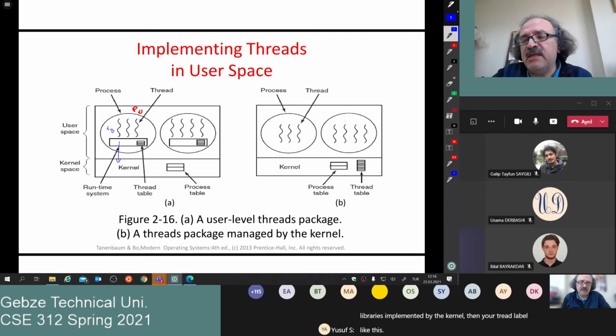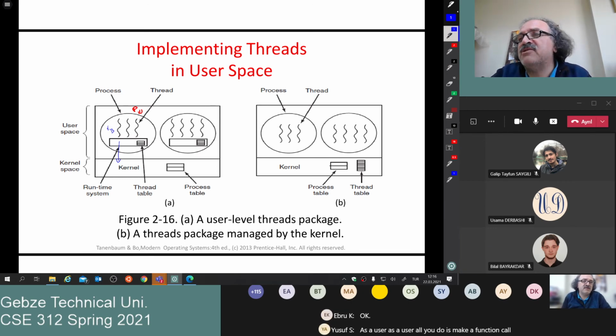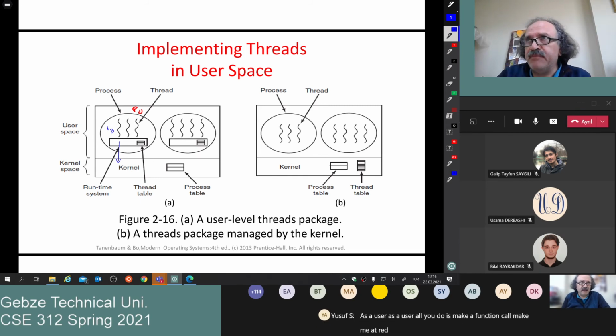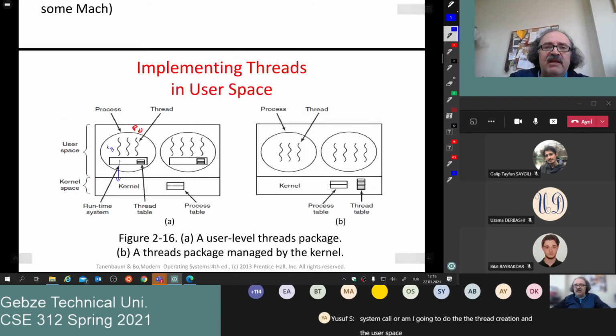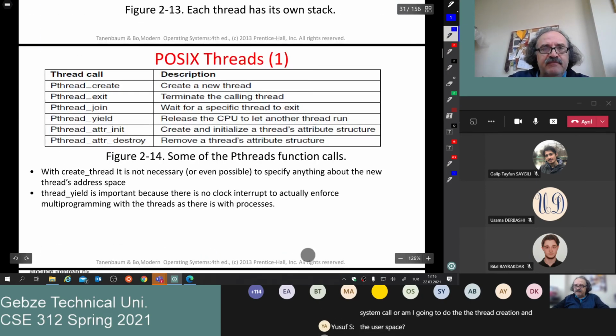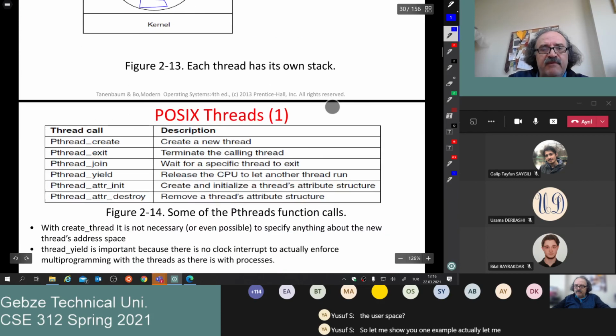As a user, all you do is make a function call, make me a thread, okay? It is up to the thread library to make that decision. Am I going to make a system call, or am I going to do the thread creation in the user space? So let me show you one example actually.